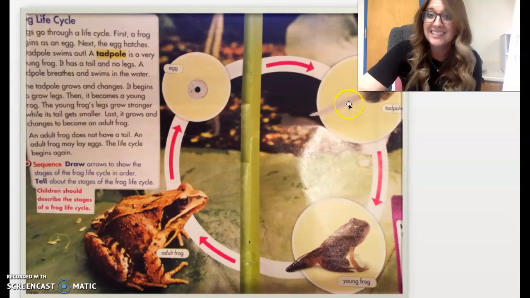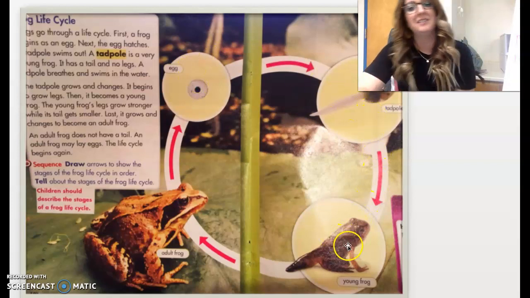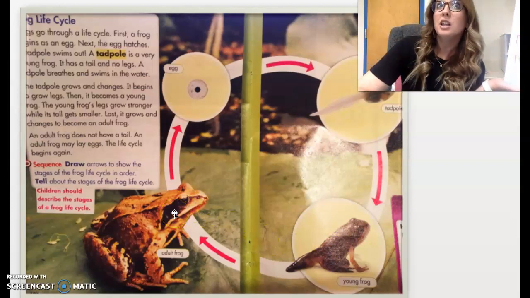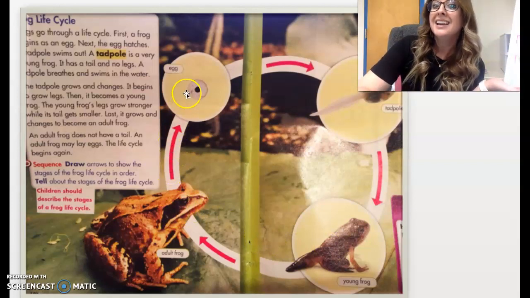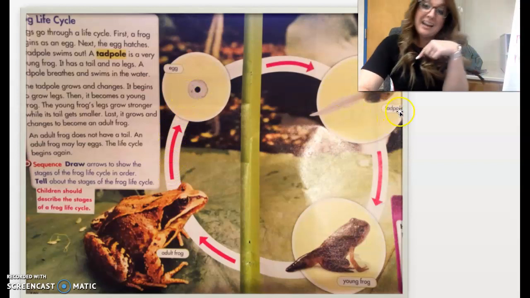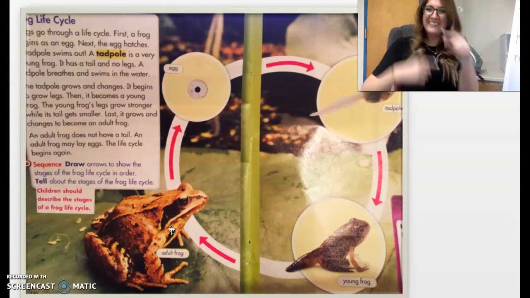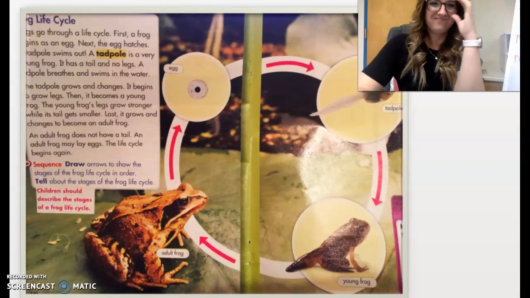And then the eggs turn into a tadpole, and the tadpole turns into a young frog, and the young frog turns into an adult frog, and then that adult frog lays eggs. Then it goes over and over and over.